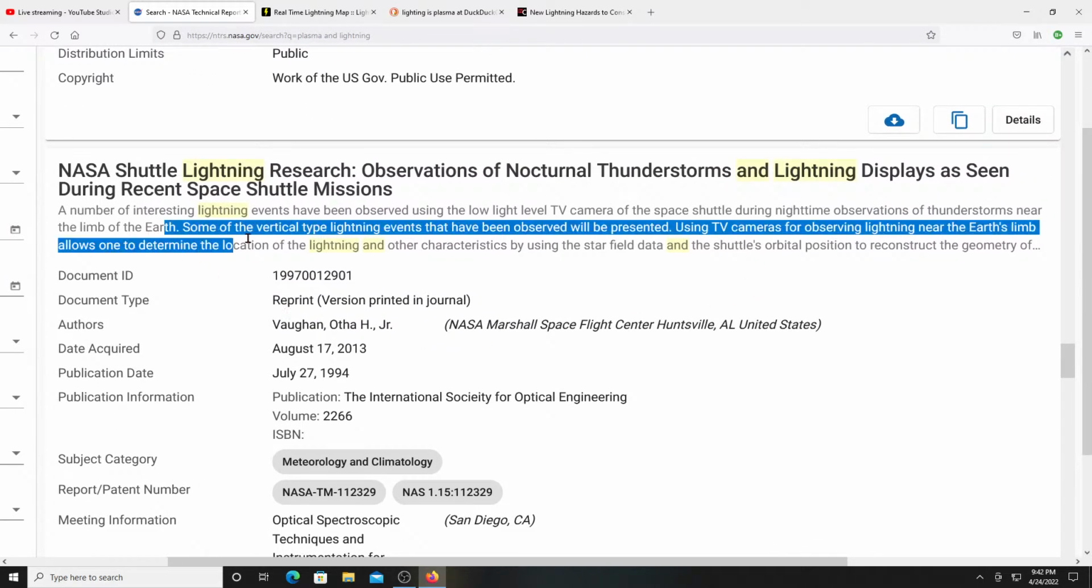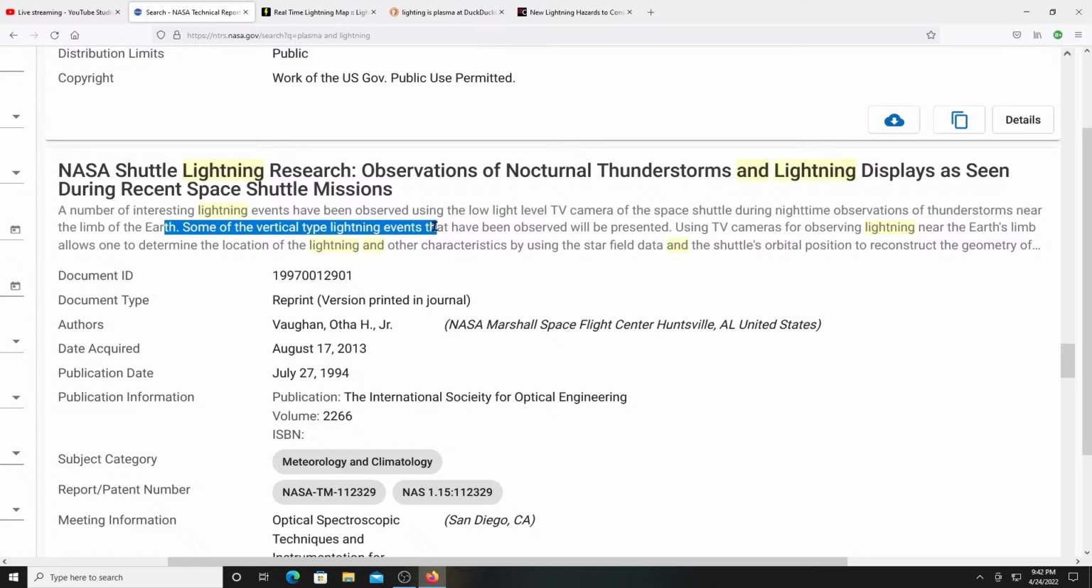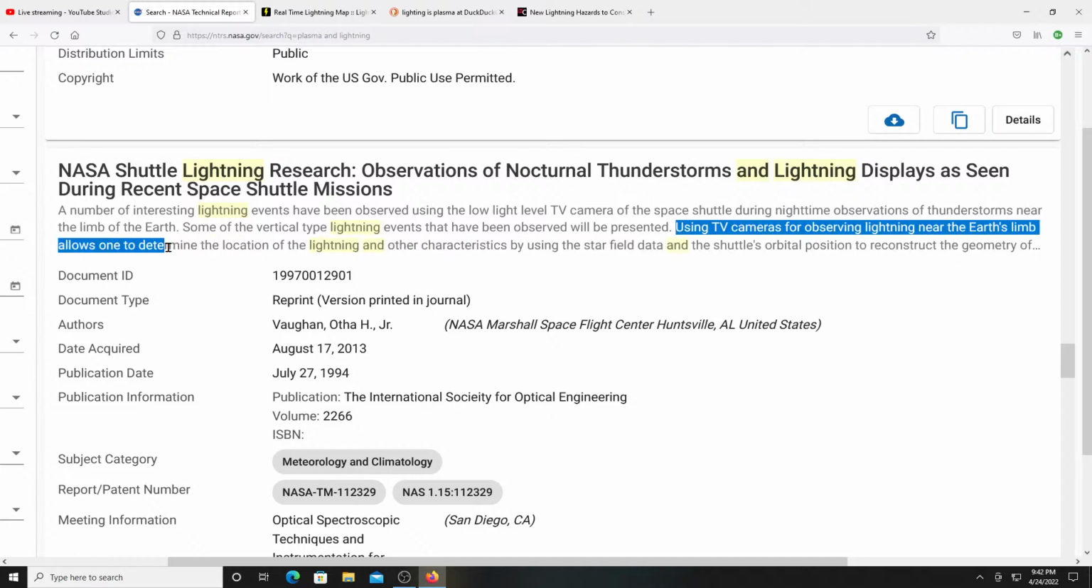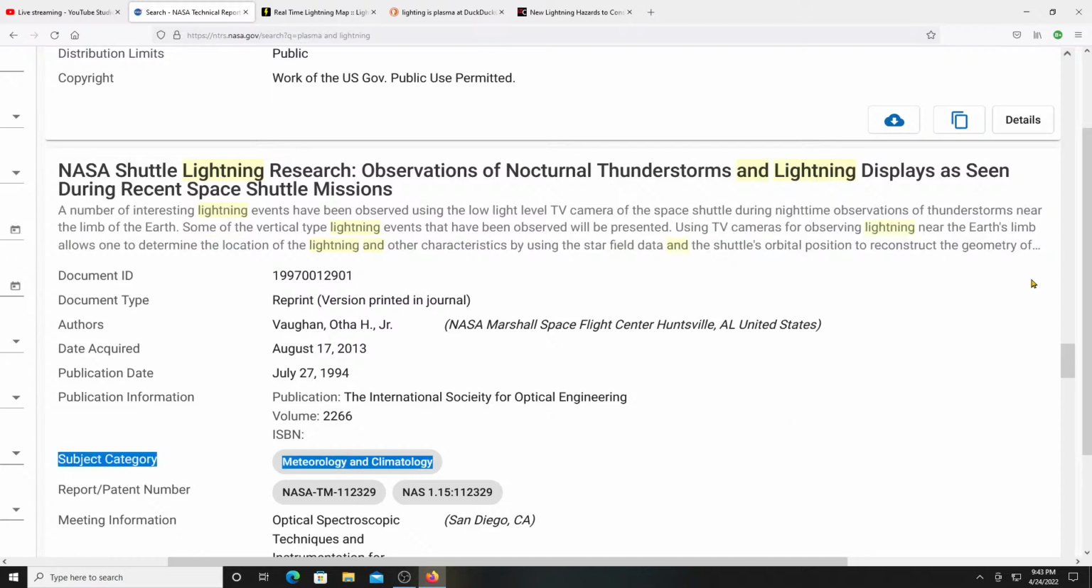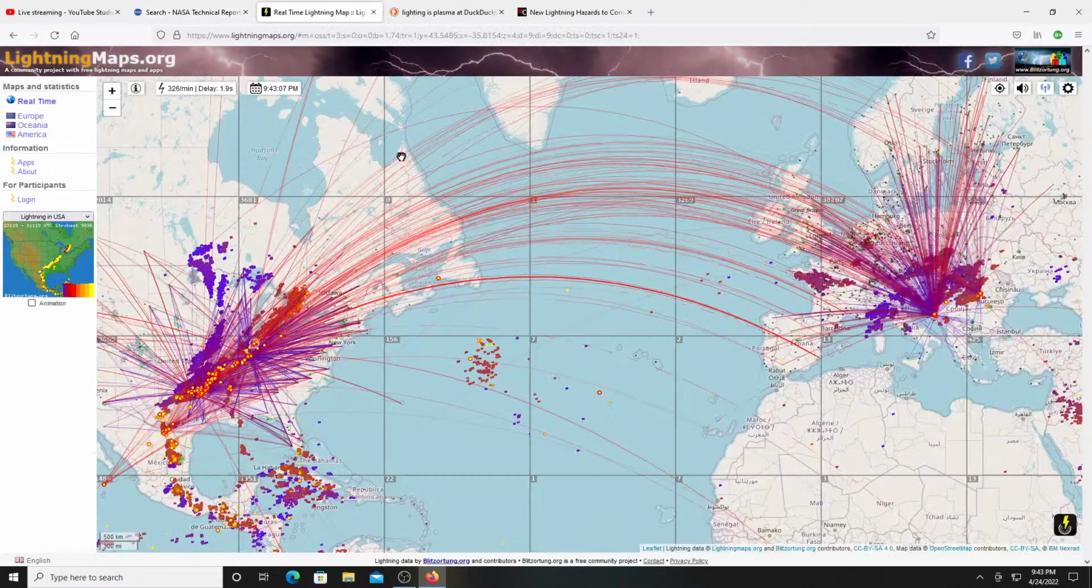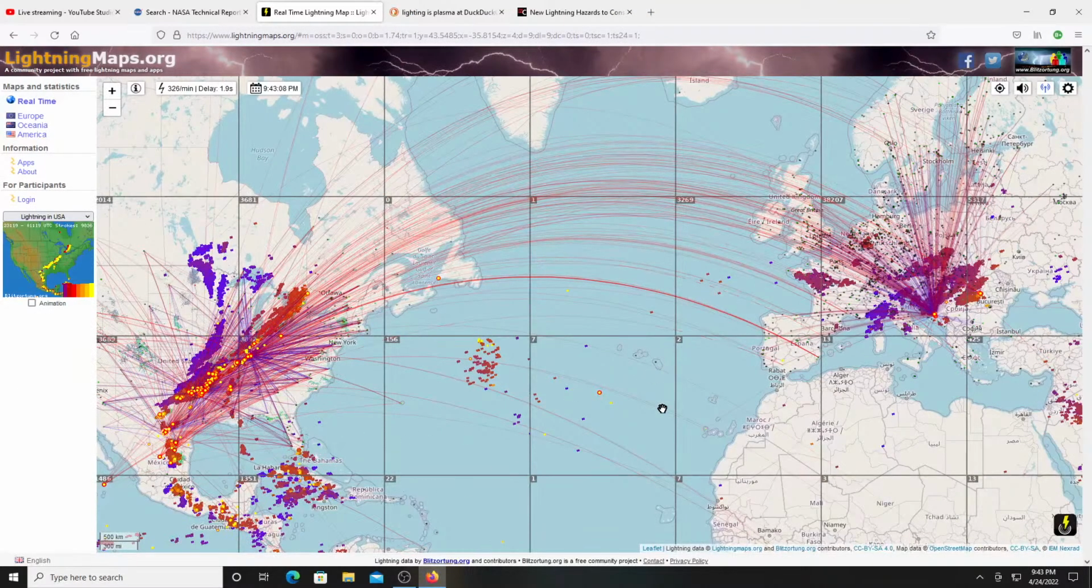Some of the vertical type lightning events that have been observed will be presented, and using TV cameras for observing the lightning near the Earth's limb allows one to determine the location of the lightning and other characteristics by using star field data in the shuttle's orbital.